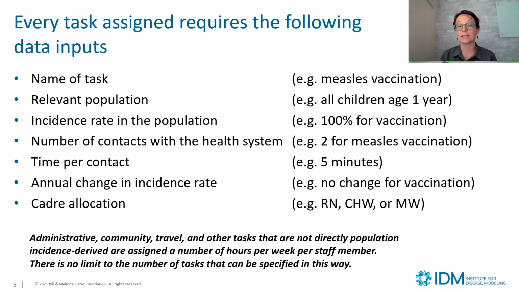If you have coverage rates, you can use that instead here. But in this case, we're assuming that we want all children to be vaccinated, and we're estimating an ideal workload. And so we would use 100% for that task.